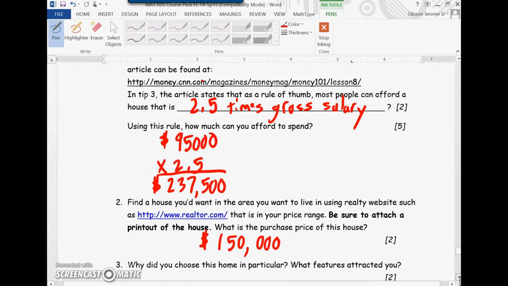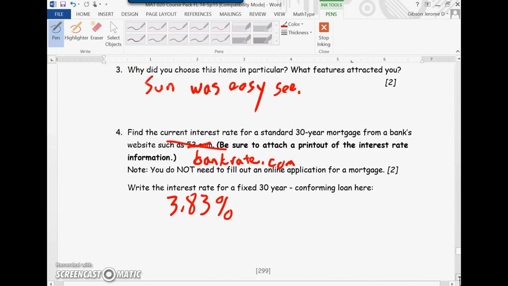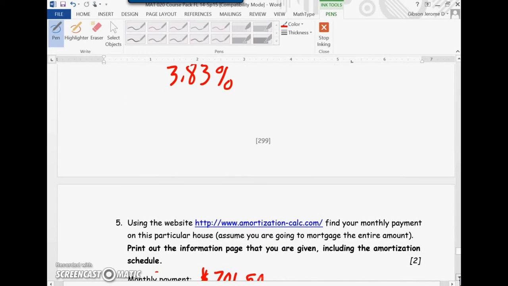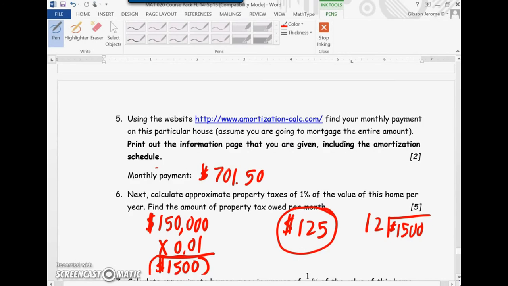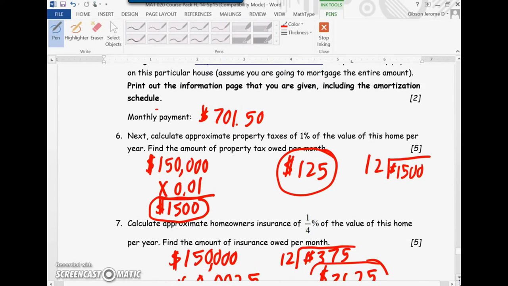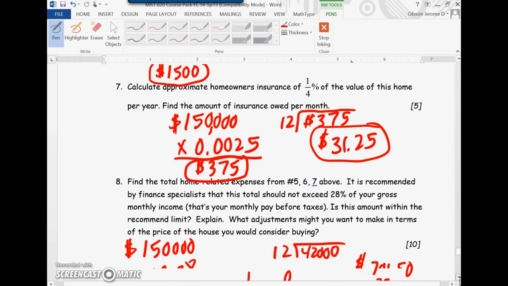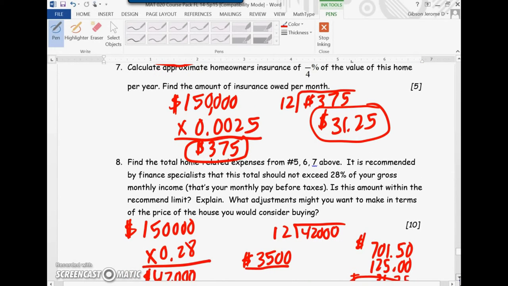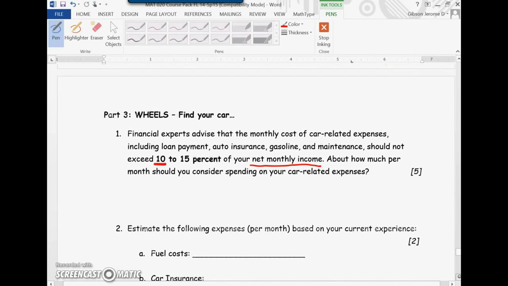Now, that is the net monthly income. So we will have to take that value and multiply it by 0.1 because I'm doing the 10%. If you were doing the 15%, you will multiply by 0.15. So now we scroll back here to our wheels and we will multiply it. So again, we will multiply this value by the 10%.